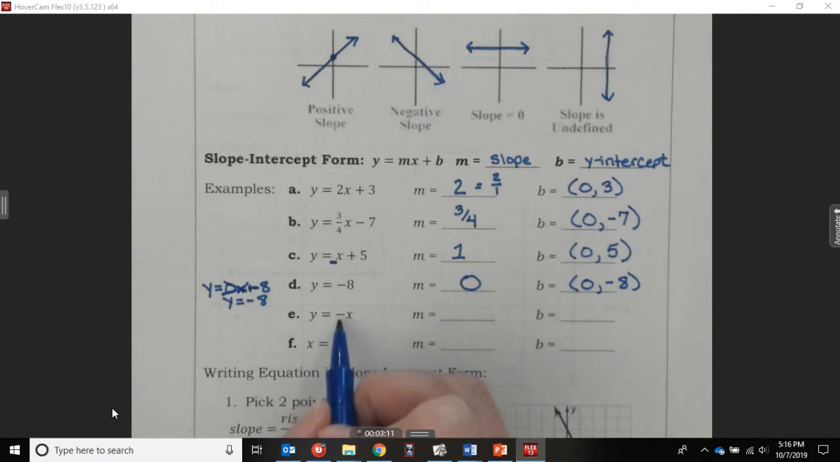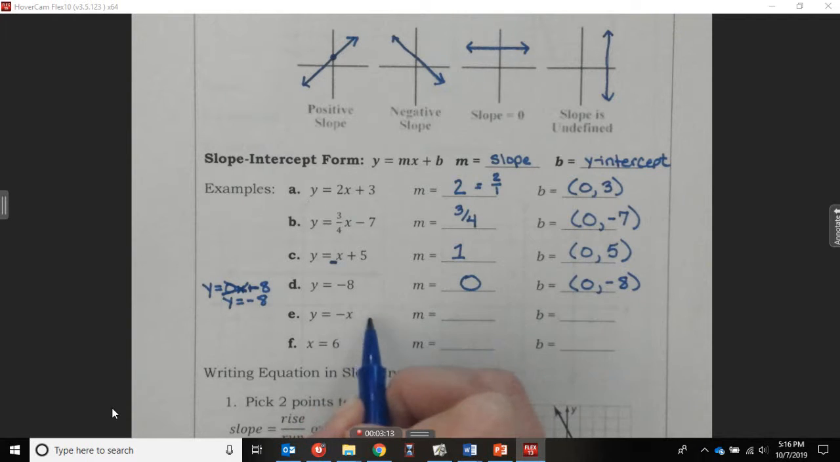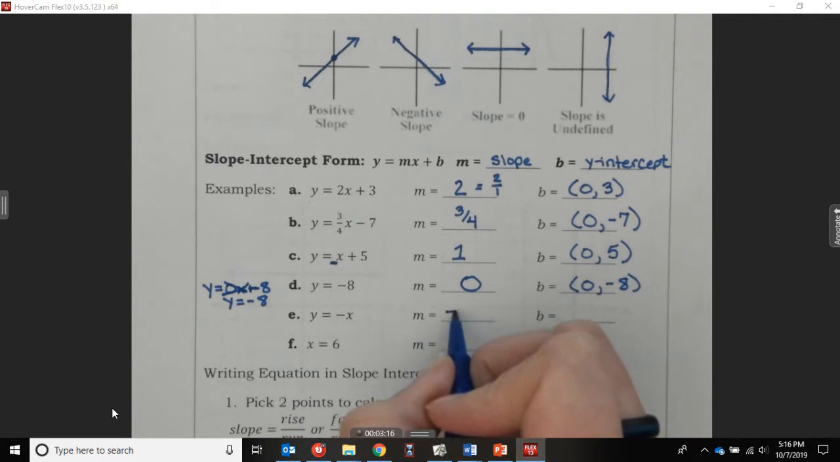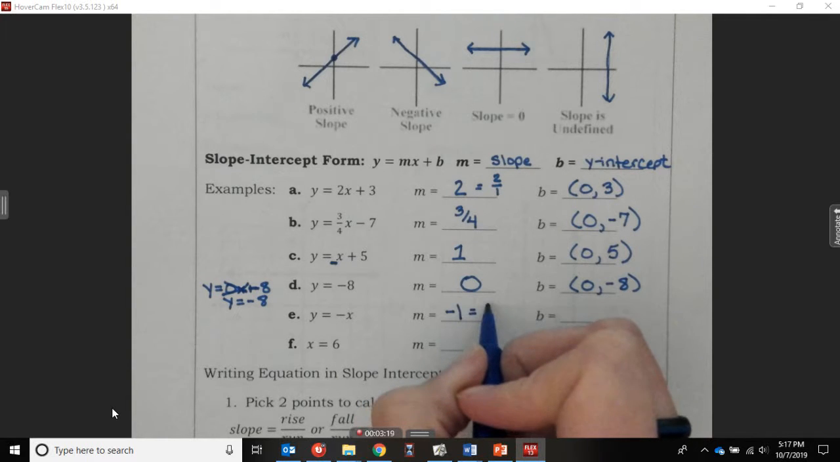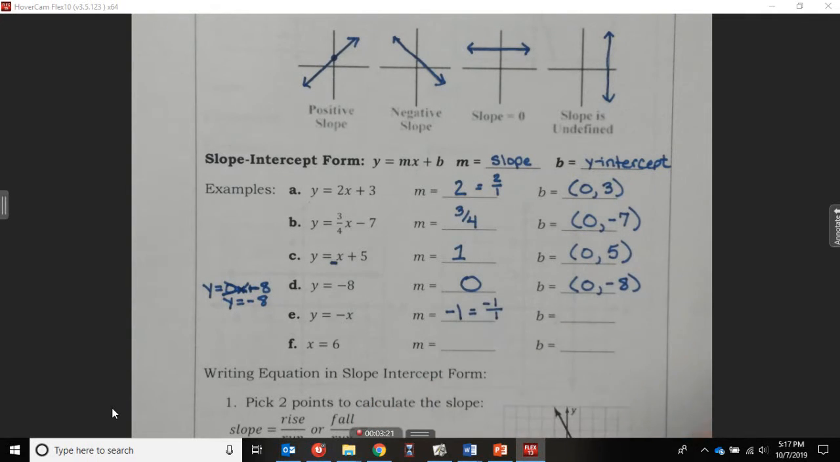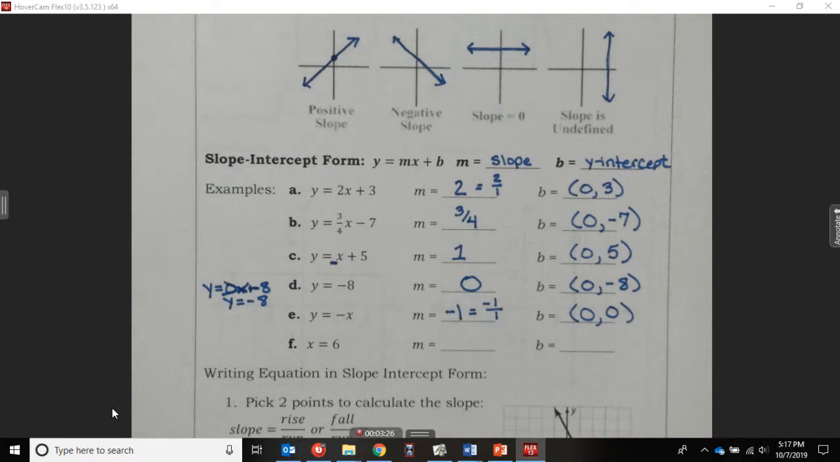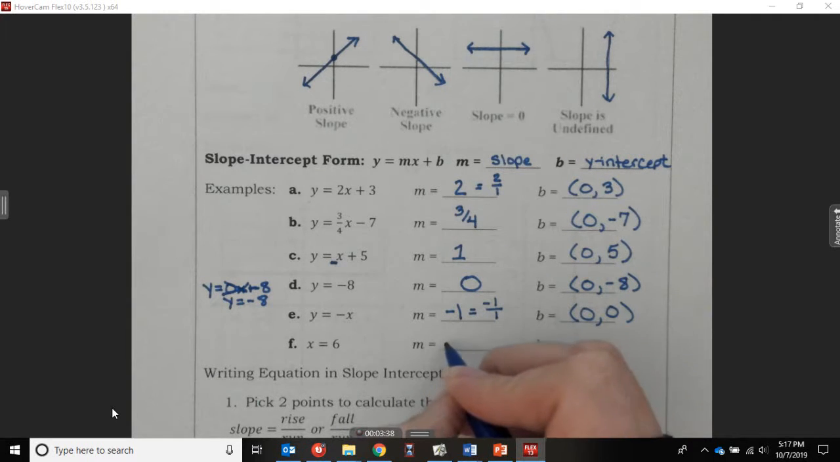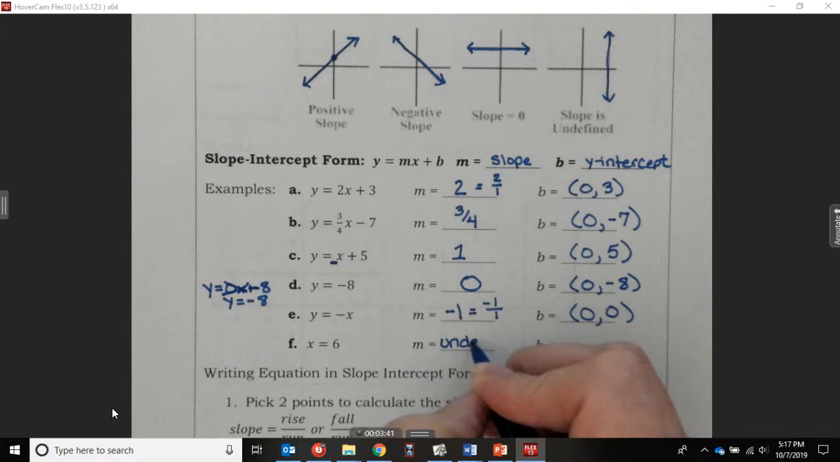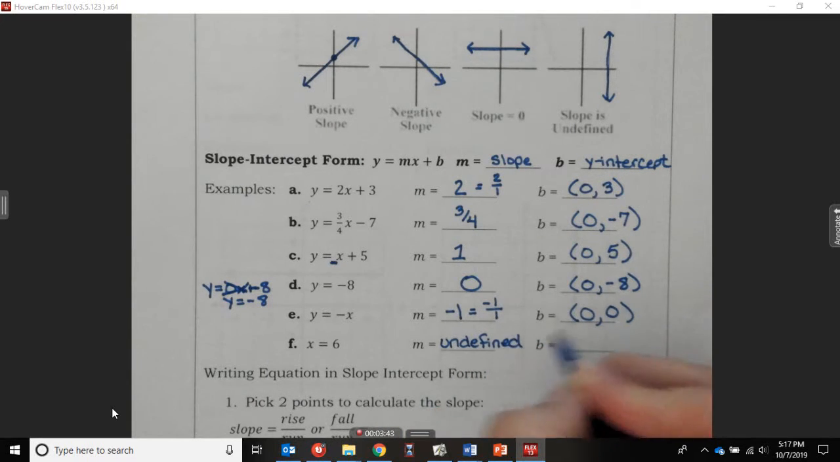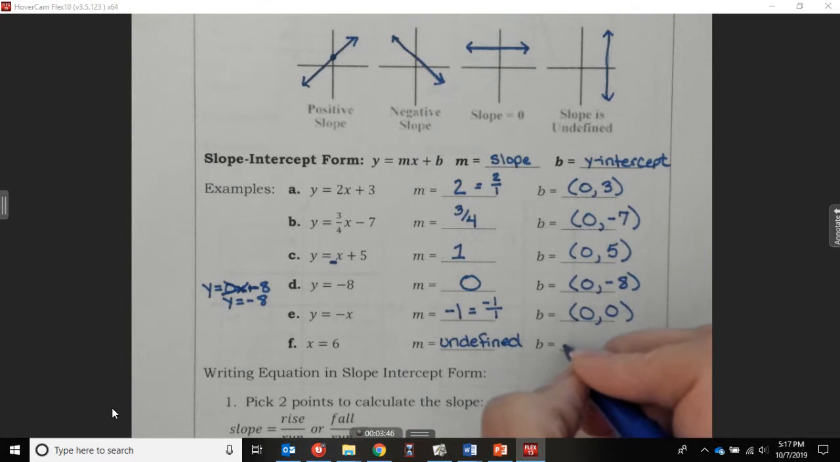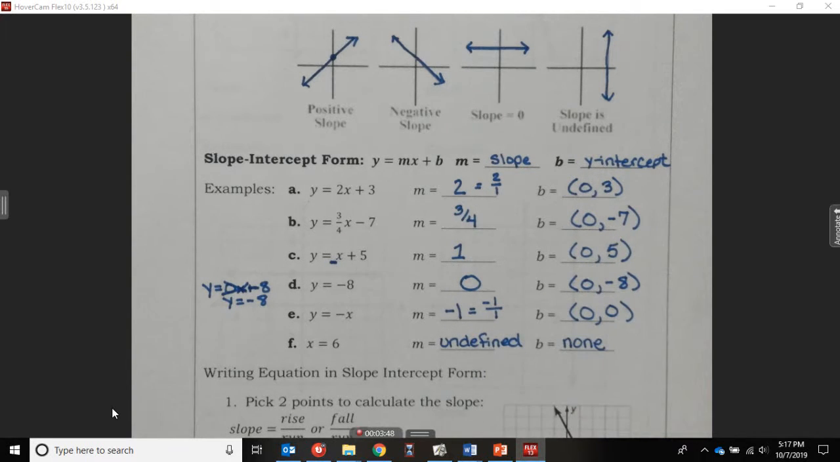Letter E, y = -x, which is really like saying y = -1x, so my slope is -1. If I wrote that as a fraction, I'd be going down 1, right 1. And my y-intercept is (0, 0). There's nothing being added. And then the very last one says x = 6, which is a special case. Here, my slope is undefined. That's your vertical line, and it doesn't have a y-intercept.